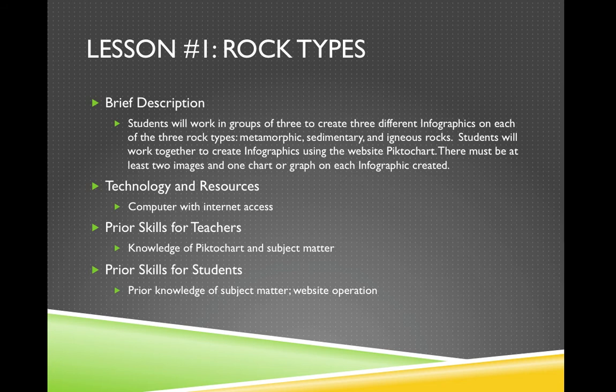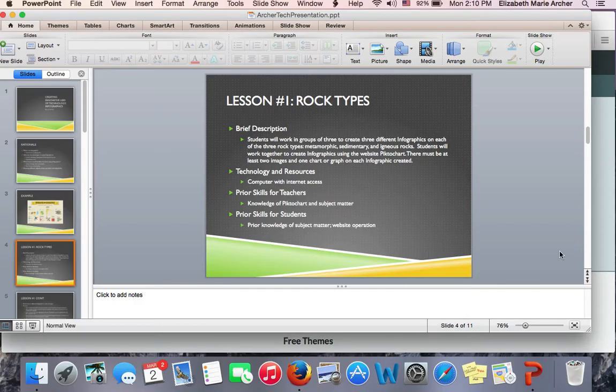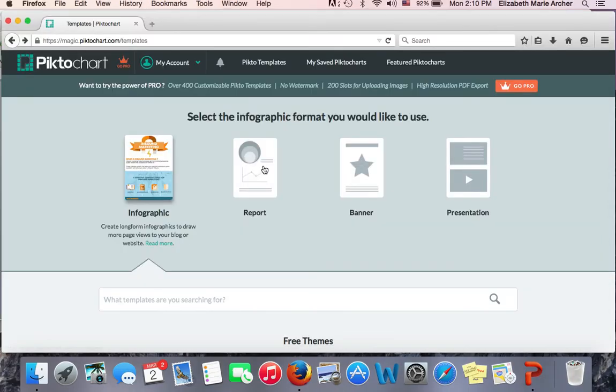Okay, so starting out, the first lesson, the science lesson on rock types, students will work in groups of 3 to create 3 different infographics on each of the 3 rock types: metamorphic, sedimentary, and igneous rocks. Students will work together using the website PictoChart, which I'll show you in a second. There must be at least 2 images and 1 chart or graph on each infographic created. So let's move over to PictoChart.